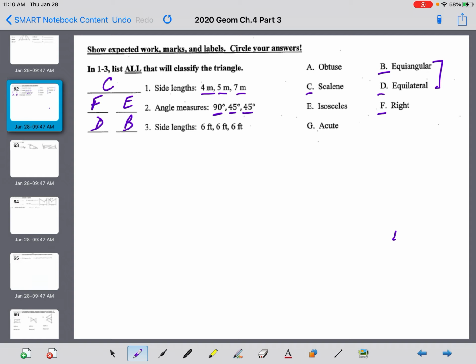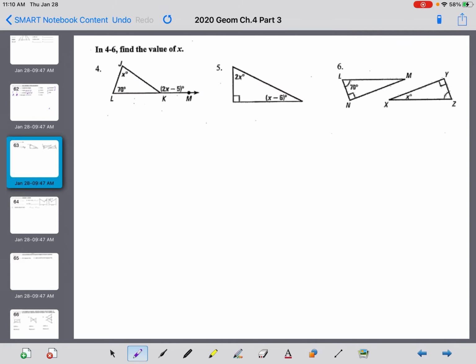Okay. Number 4 is an exterior angle question. This is again from your 4.1 notes. If you have an exterior angle, which is what this one is, it's equal to the sum of the two remote interiors. So these two added together. So we're going to say 2x minus 5 equals x plus 70, the sum of the two remote interiors. So we've got to add those together.